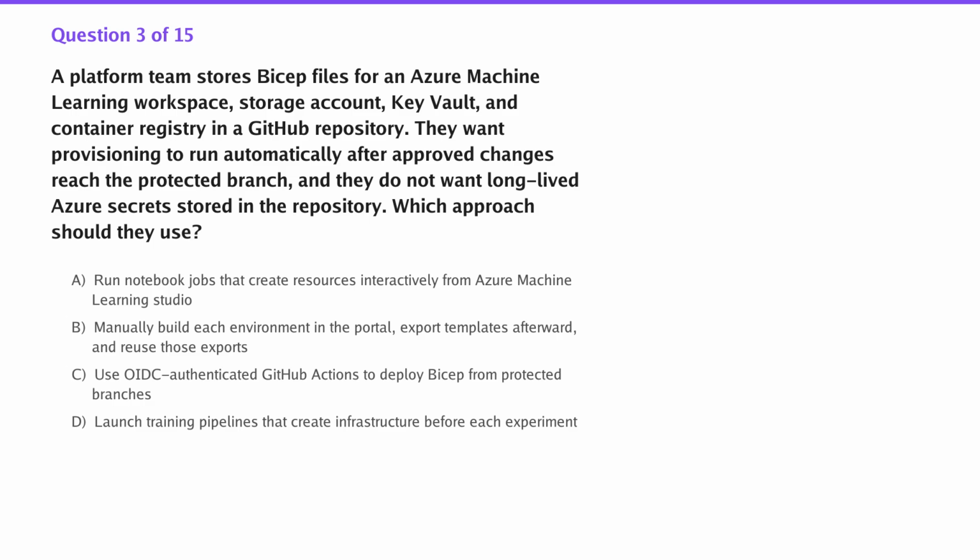Option A, run notebook jobs that create resources interactively from Azure Machine Learning Studio. Option B, manually build each environment in the portal, export templates afterward, and reuse those exports. Option C, use OIDC-authenticated GitHub Actions to deploy Bicep from protected branches. Option D, launch training pipelines that create infrastructure before each experiment. The correct answer is option C, use OIDC-authenticated GitHub Actions to deploy Bicep from protected branches.